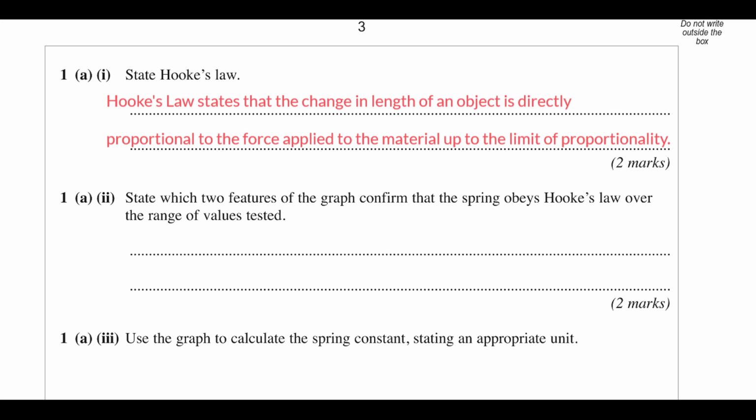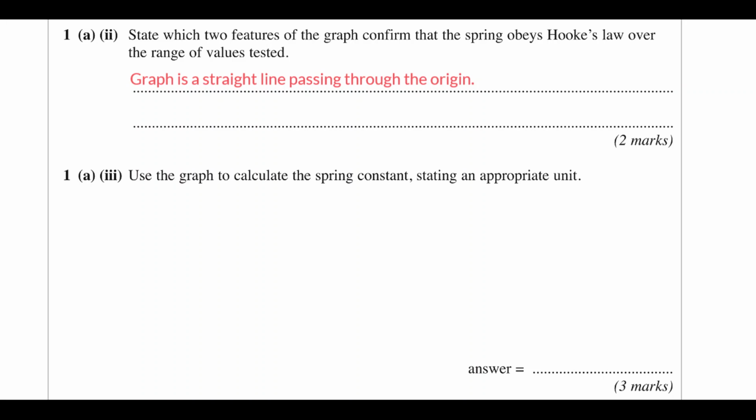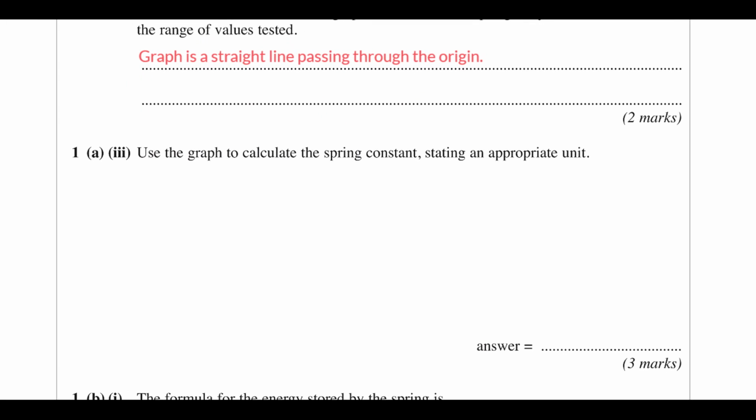So moving on to the next one, state which two features of the graph confirm the spring obeys Hooke's law. So to be directly proportional, you need to be a straight line graph through the origin. So those are the two features. Okay, so we've got that. So then it wants us to use the graph to calculate the spring constant. So what we're going to need to do is determine the gradient of the line. So I'm going to flip back and pick up some values from the graph.